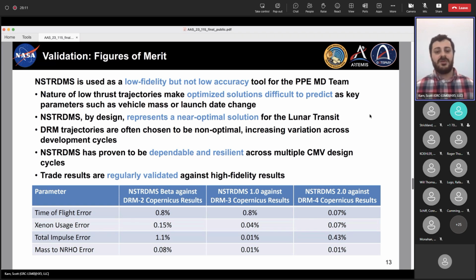And we've continued to expand the capabilities and the complexity of the tool from DRM3 to DRM4, and now we're developing DRM5. But we've maintained reliability relative to our high fidelity results. So the tool has continued to be a valuable way with which we can run rapid trade analyses and be confident that those results are representative of high fidelity solutions.